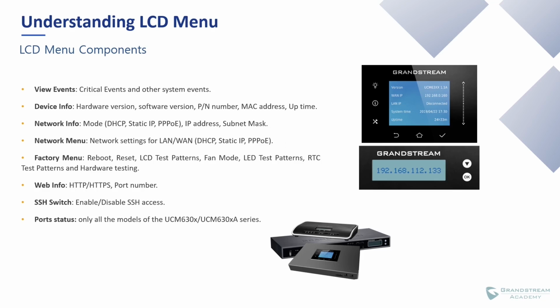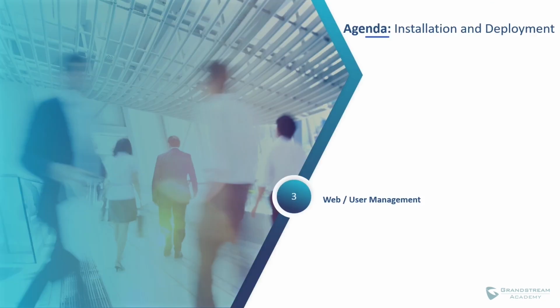For web info, users can choose the web access protocol, either HTTP or HTTPS, but by default HTTPS is configured. The same for the web access port number, and the default port is 8089. SSH switch, users can enable or disable SSH access from the LCD menu. Port status, in order to check the port status for all the models of the UCM 6300 series. And now let's move on to the web and user management.